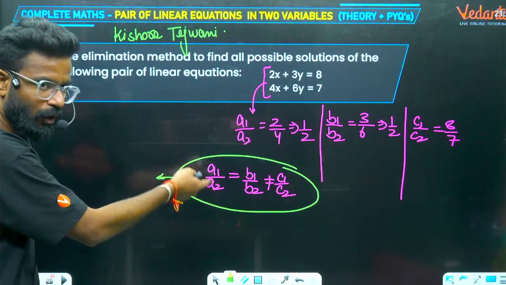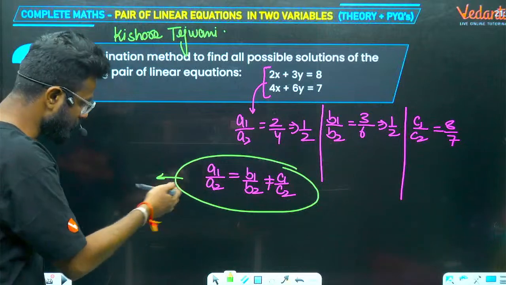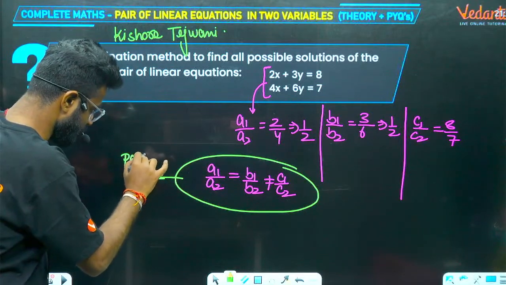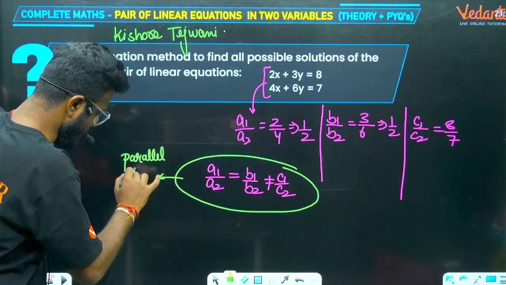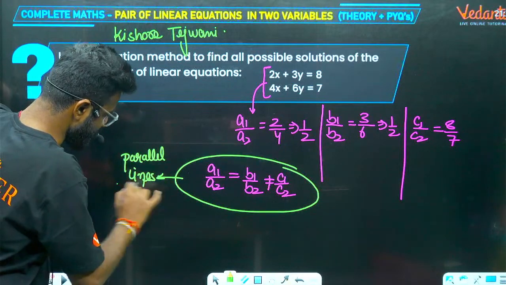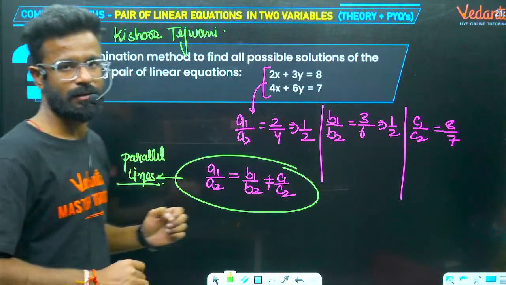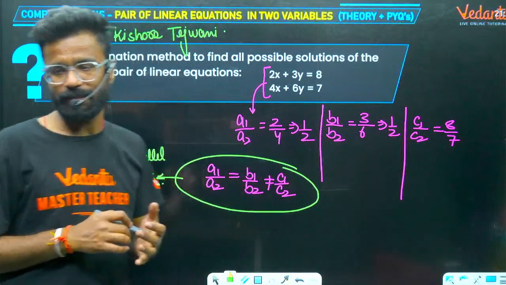The condition of these lines may be parallel lines. Okay, parallel lines. This condition is of parallel lines. Simple. Okay.